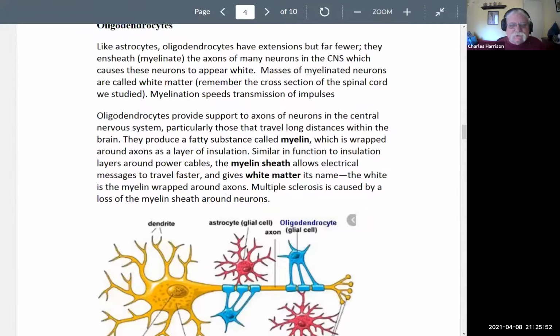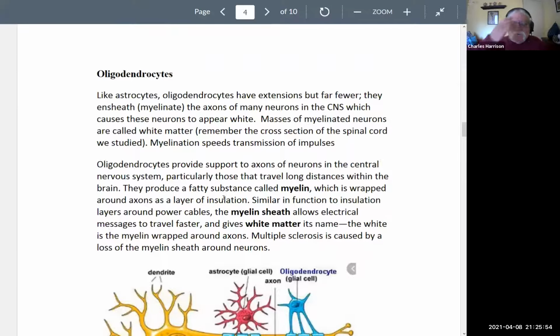Oligodendrocytes. These have extensions too, like the astrocyte did, but they're fewer in number. They tend to also hold things together, but since they have fewer extensions, they can't do as good a job in participating in that work. Instead, what they do is they myelinate neurons. Now, what's that mean?